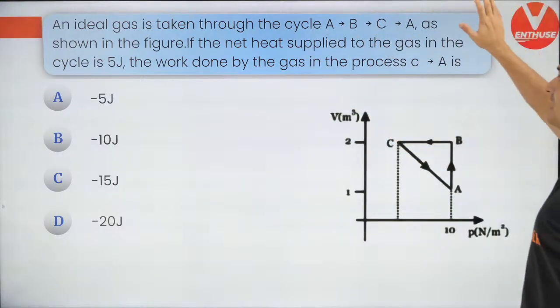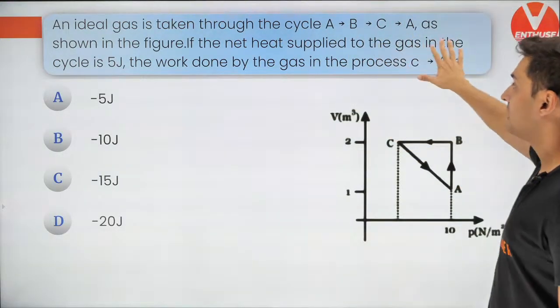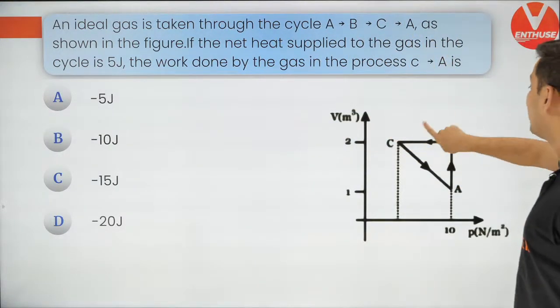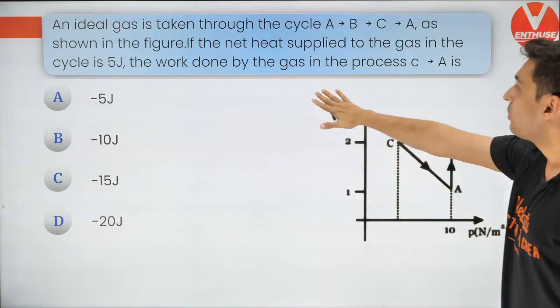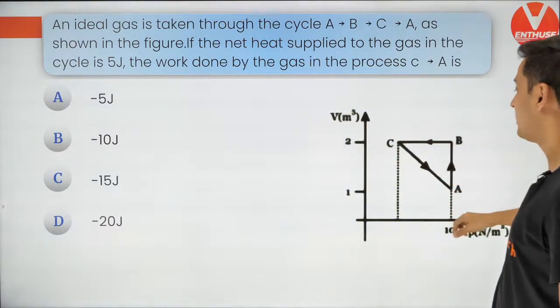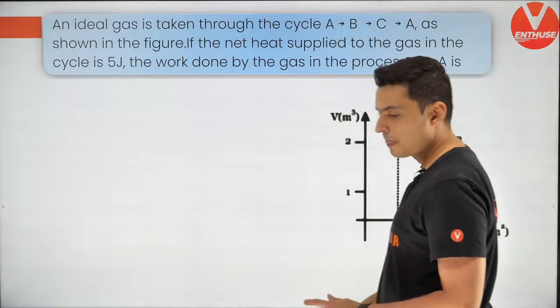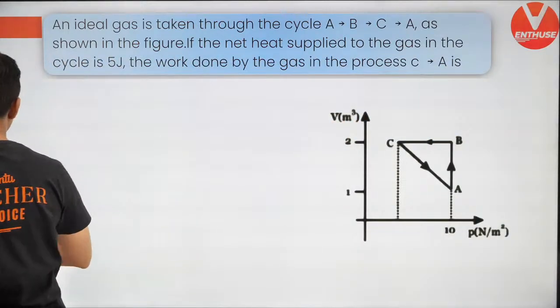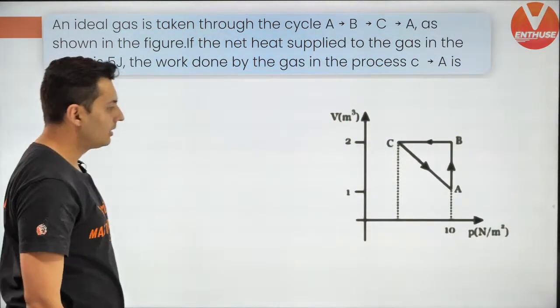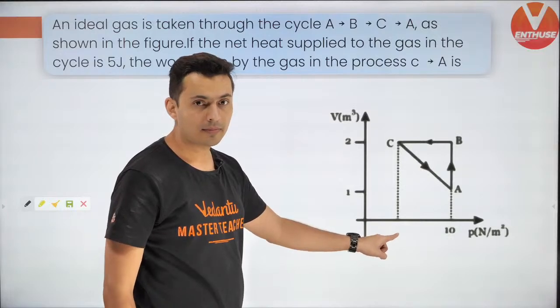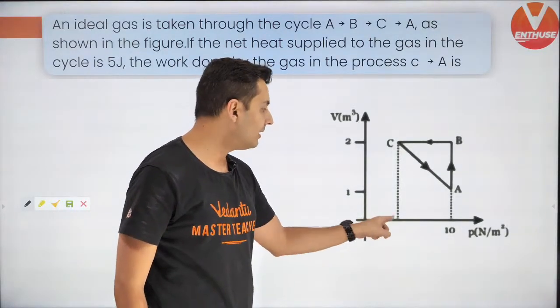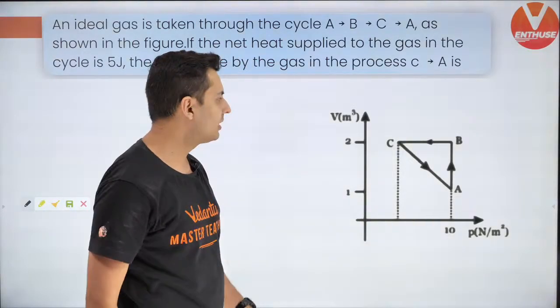There is an ideal gas taken through this cycle. The question is, if the heat supplied in this cycle is 5 joules, what is the work done by the gas in the process? Let's do this question. Now, first thing you should realize is that this point is not given. So first thing, I might need this point. So how do you get this point?